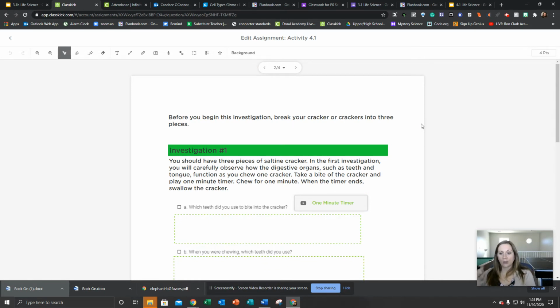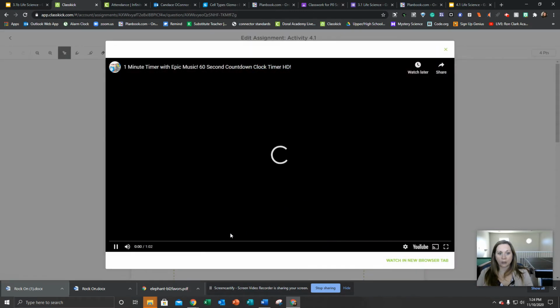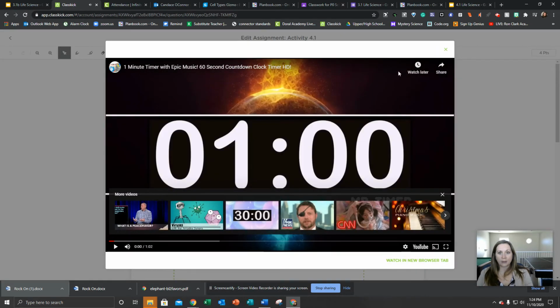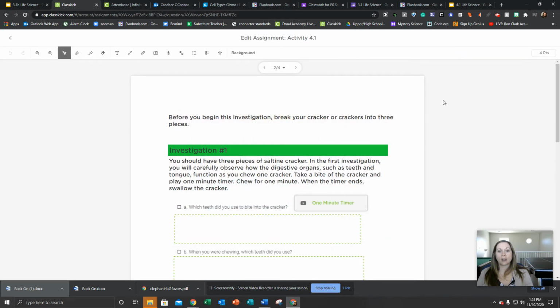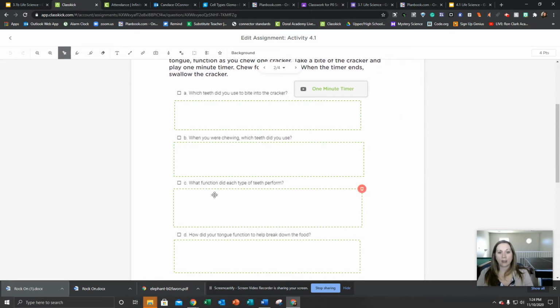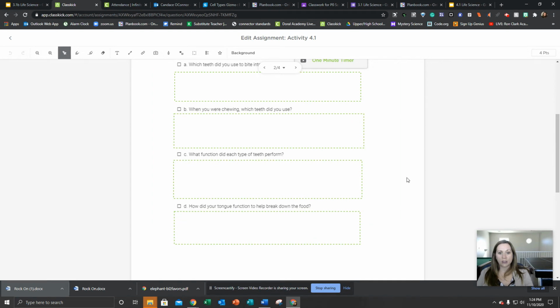So you're going to take 1 piece of your cracker, okay, and you're going to carefully observe how the digestive organs, such as your teeth and your tongue, function as you chew 1 cracker. So take a bite of the cracker, play the timer for 1 minute. So when you click on here, this is going to play the timer for you, okay, and you're going to play that timer while you chew. And as you chew, just kind of observe what your teeth are doing, what your tongue is doing, so that you can come in and answer these 4 questions.